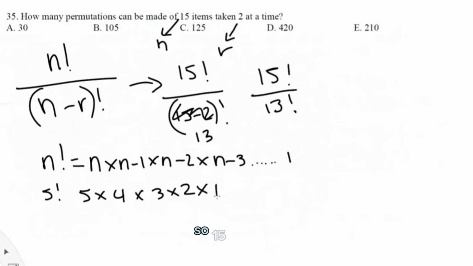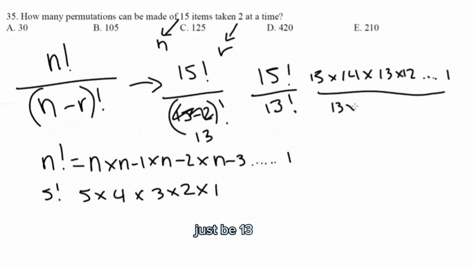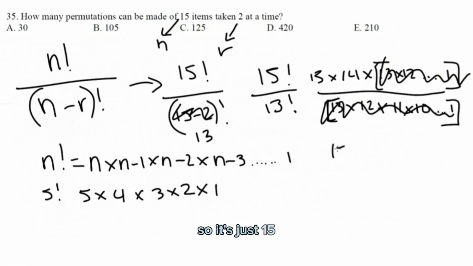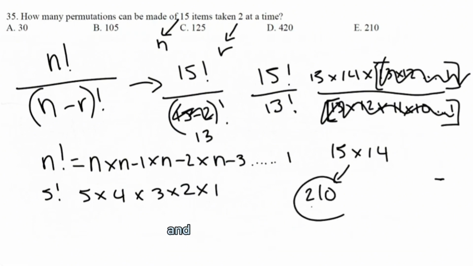Alright, so now we can solve this. 15 factorial would just be 15 times 14 times 13 times 12, and then all the way to 1. And then 13 factorial will just be 13 times 12 times 11 times 10, and then all the way to 1. Now there's a pattern here. As you can see, the numerator and the denominator both have this 13 to 1 range, right? So we can cancel this out. So this and this cancel out. So it's just 15 times 14 remaining. 15 times 14 is just 210, and that's your answer.